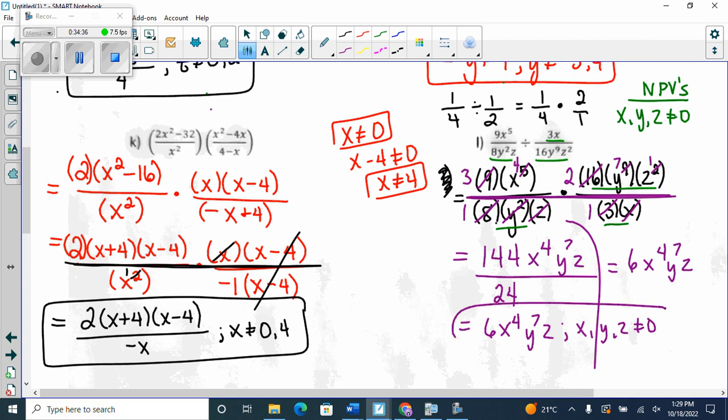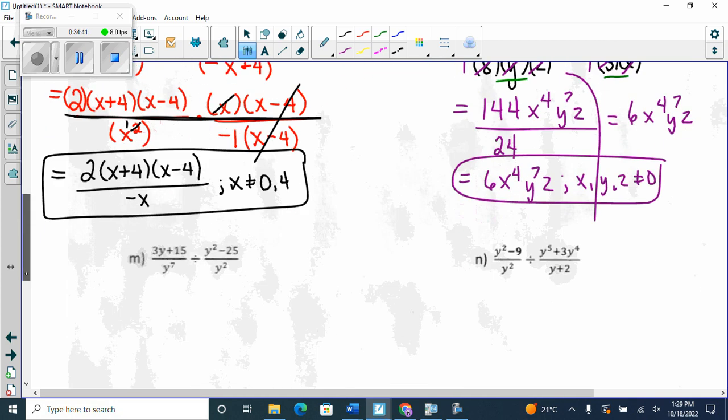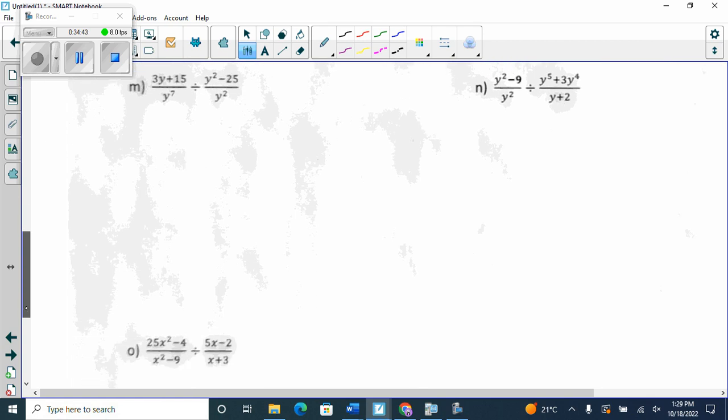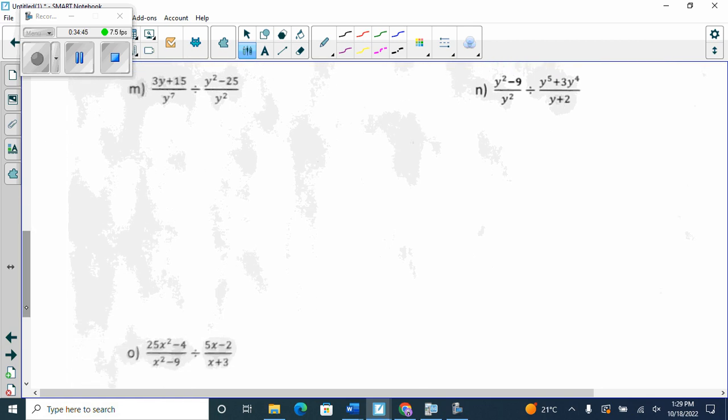So tomorrow for homework I'm checking M, N, and O. There's 3 of them. These 3. So they're literally just multiplication. They're one step away from multiplication and they get you an extra NPV, right? That's it. Just these 3.